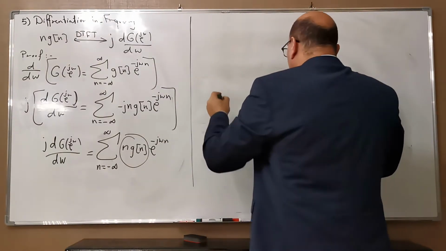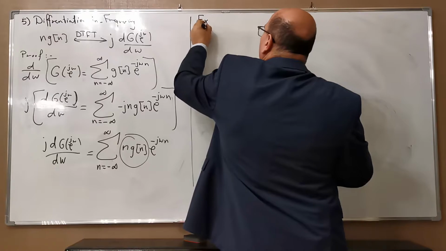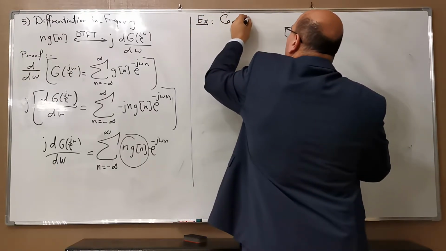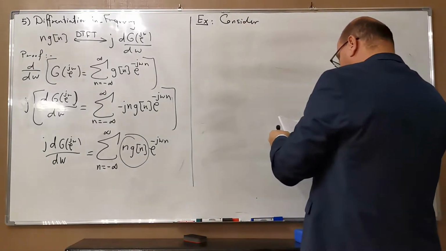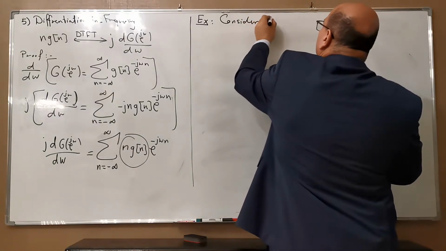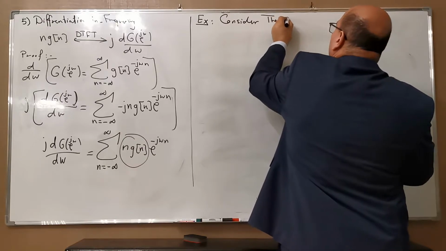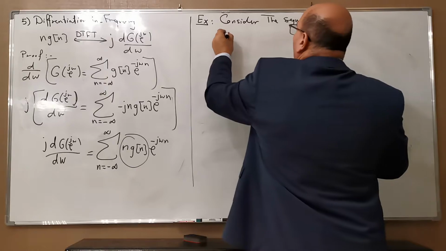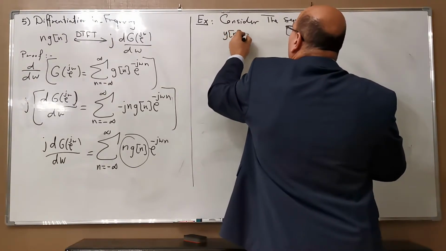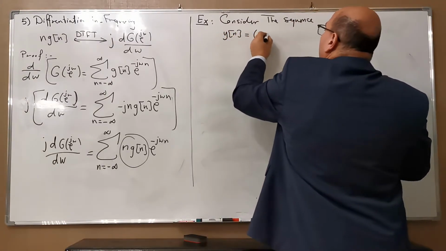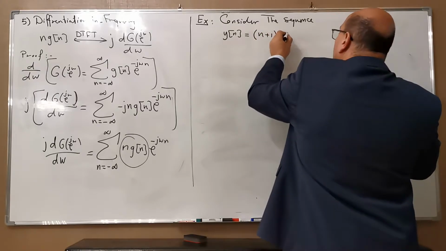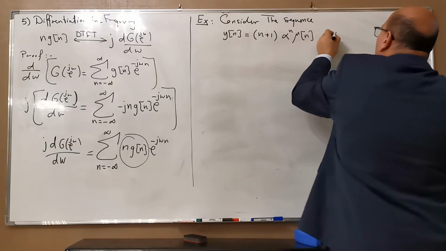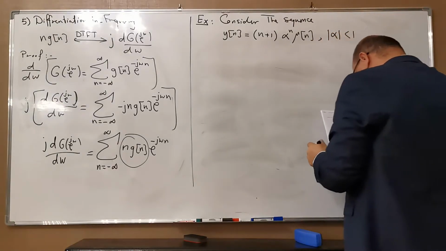As an example, let's consider the sequence y of n equals n plus 1 times alpha to the n mu of n, and the magnitude of alpha is less than 1.